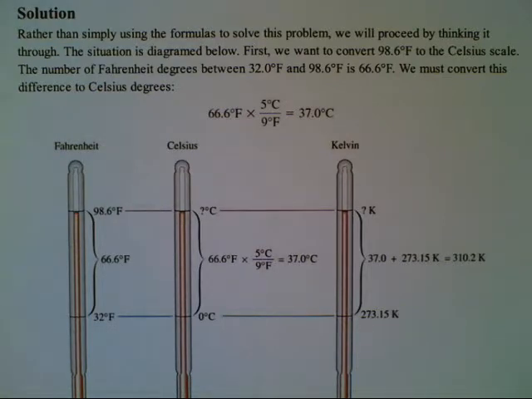So first, we want to convert 98.6 degrees Fahrenheit to the Celsius scale. The number of Fahrenheit degrees between 32.0 degrees Fahrenheit and 98.6 degrees Fahrenheit is 66.6 degrees Fahrenheit. Again, that's the difference between the freezing point, established by the freezing of water, and this normal temperature that we're looking at. The difference there is 66.6 degrees Fahrenheit.